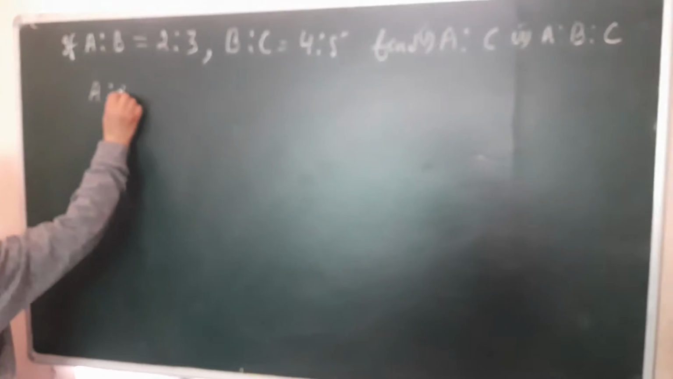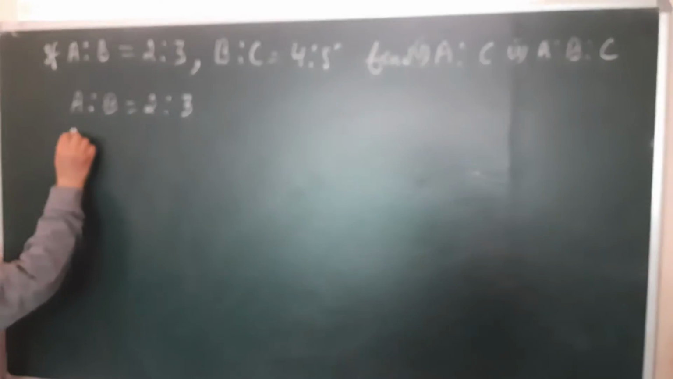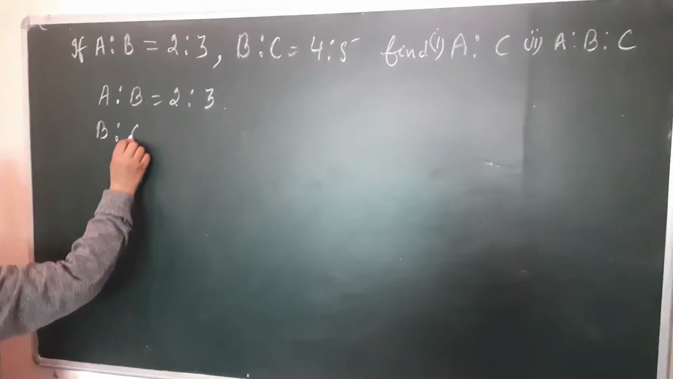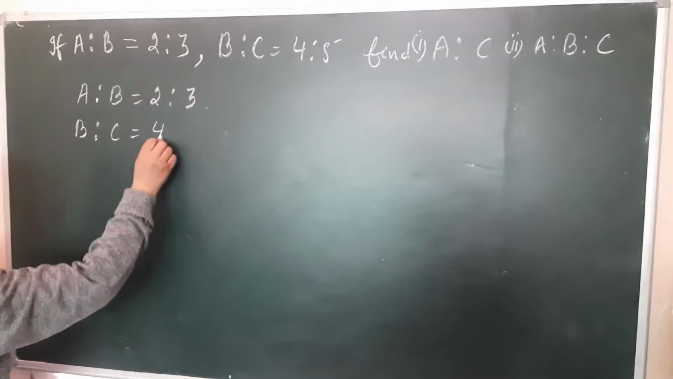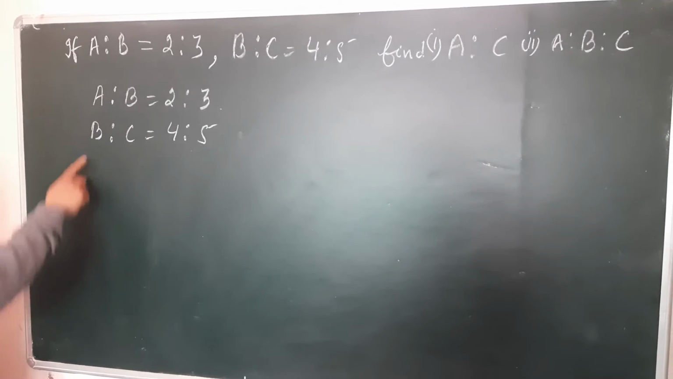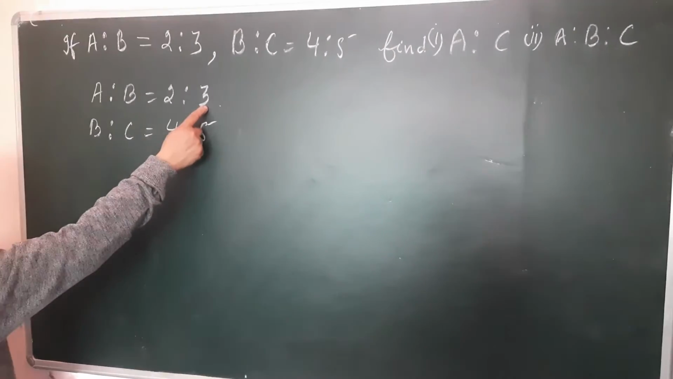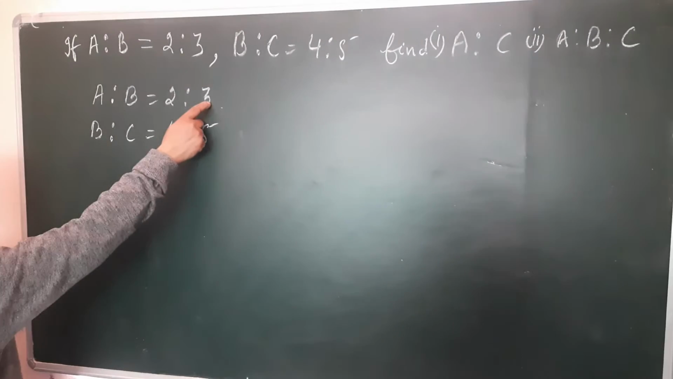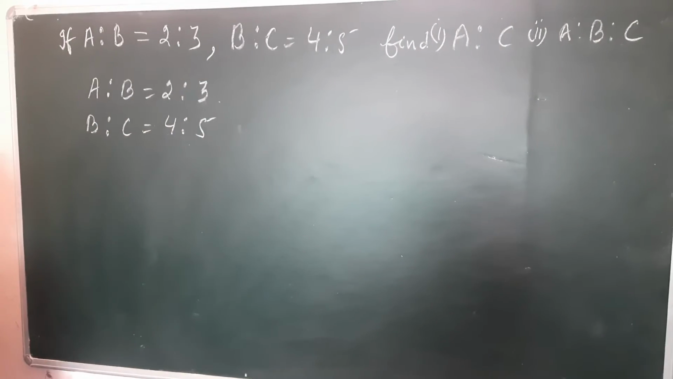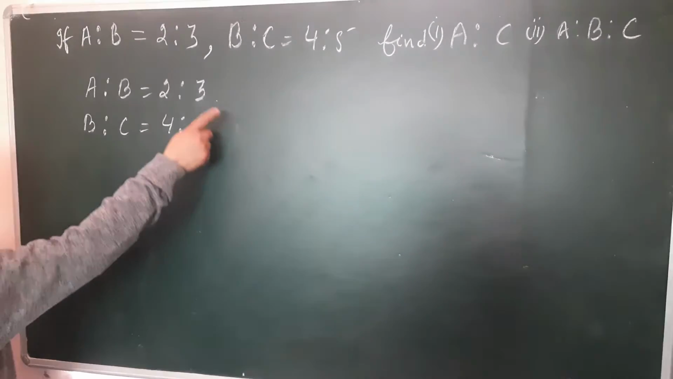So first you have to write down A is to B equal to 2 is to 3. Next, same way B is to C, that means 4 is to 5. Now look at it. Here also B, here also B. B are the same, but here is 3, here is 4. So the number is different. So try to make it the same. So how will you make it the same? Here is 4, but here is 3.